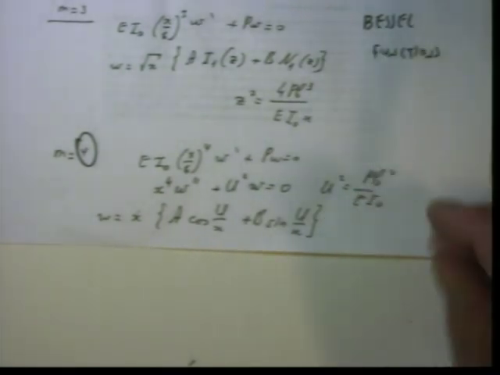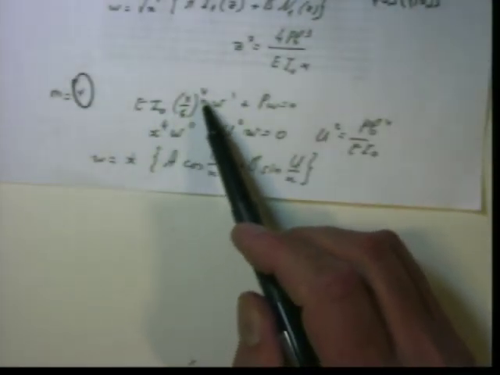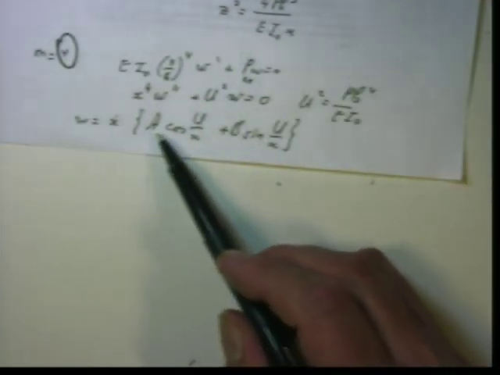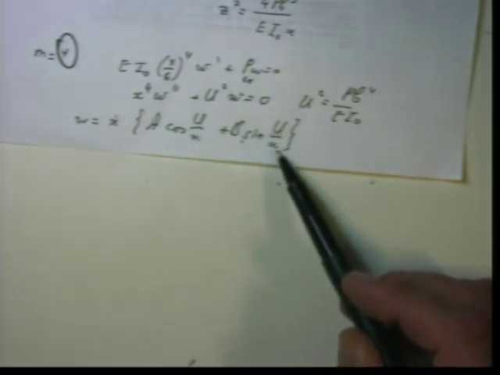Yes, yes, yes. So these are Bessel functions. Now m equals 4. EI0 x over b 4 w second derivative plus p critical w. So then this is w equals x times cosine u over x plus b sine u over x. And u square equals pb in fourth power over EI sub 0.